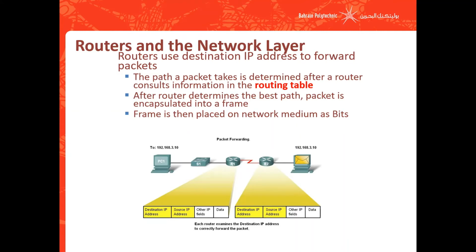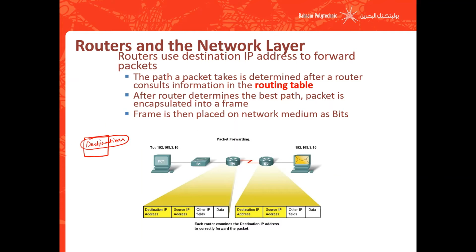Routers and the network layer. So routers basically use the destination IP to forward the packets. Like any forwarding or parcel delivery service, you need to know the destination. If you don't know the destination, you don't know where to deliver that parcel, right? So similarly, routers use the destination IP to figure out where the packet needs to be sent.